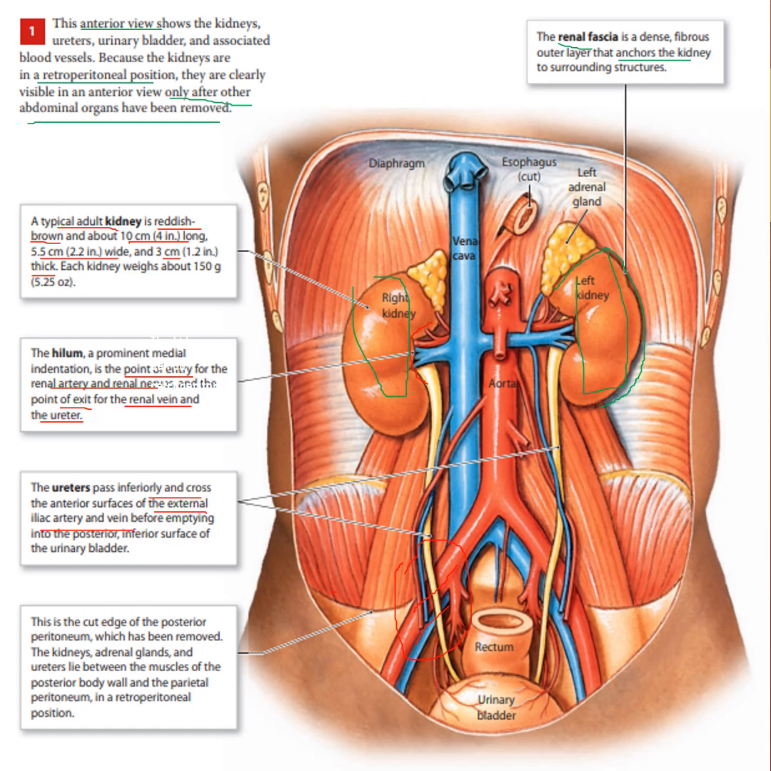Now, as we can see in this image, this is the cut edge of the posterior peritoneum which has been removed. The kidneys, adrenal glands and the ureters lie between the muscles of the posterior body wall and the parietal peritoneum in retroperitoneal positions. Here I would like to add some concepts regarding this image, as it's very beautifully showing here.